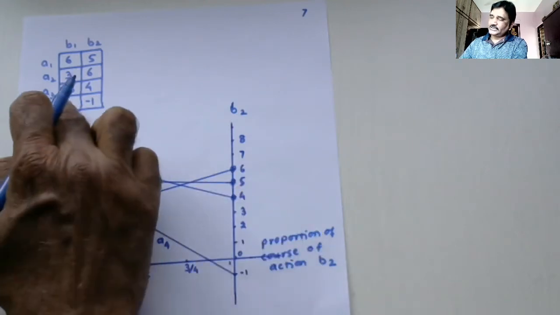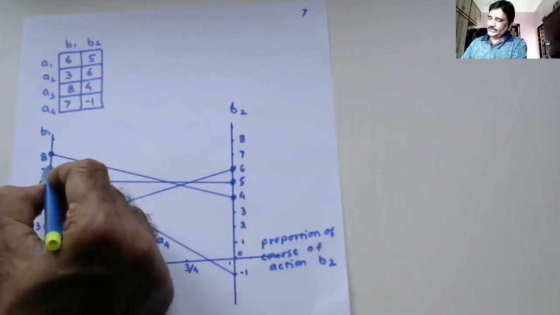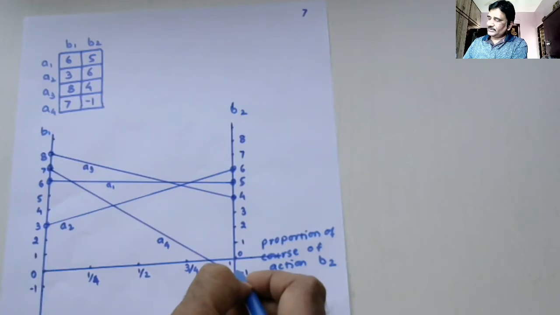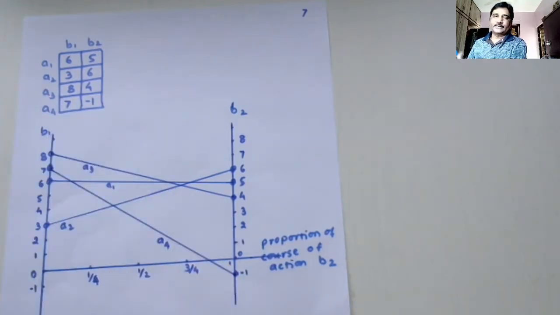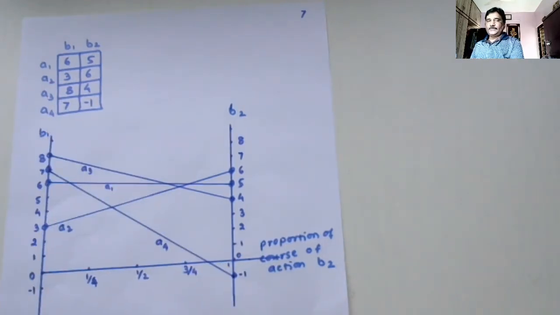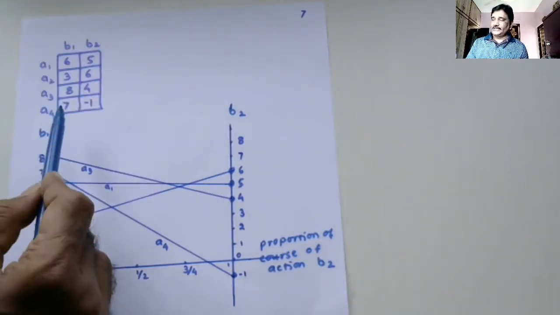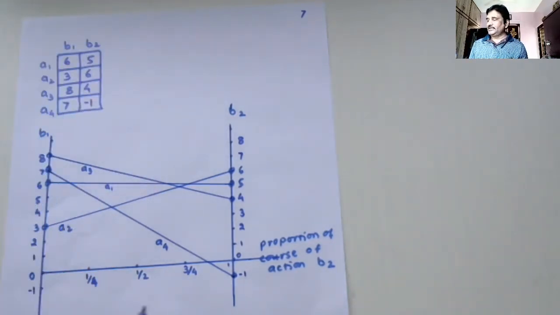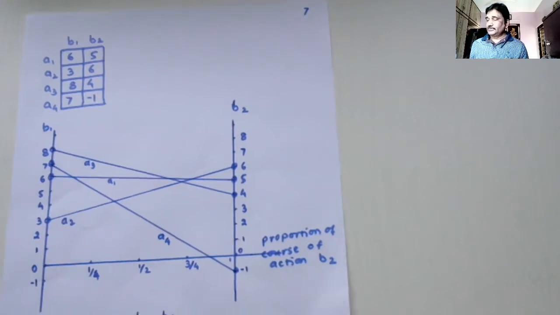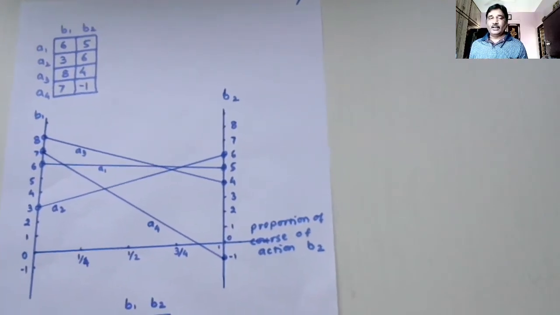And lastly 7 and minus 1. So 7 on this and minus 1 on this, and join it. Now after joining, you have represented all the data which exists in this table in this graph. Now this graph will reveal some things very easily to you.